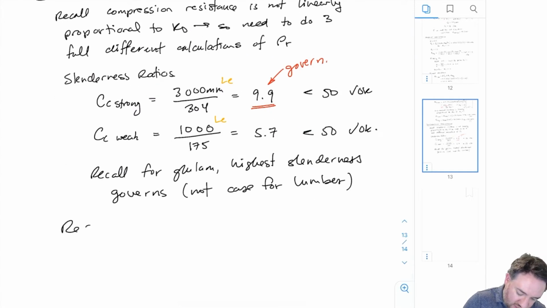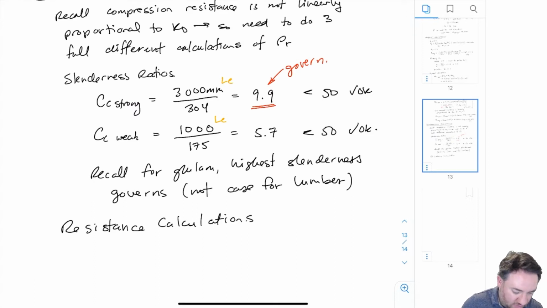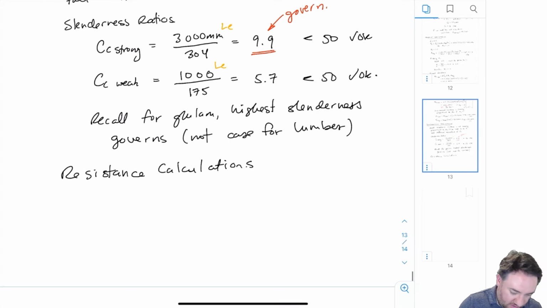Okay, so let's check now our resistance calculations. I'm going to have to go through this whole process 3 times. I'm going to do each step 3 times as I do them in order to involve each different KD factor in my calculations. Okay, so phi is 0.8. That's fine.